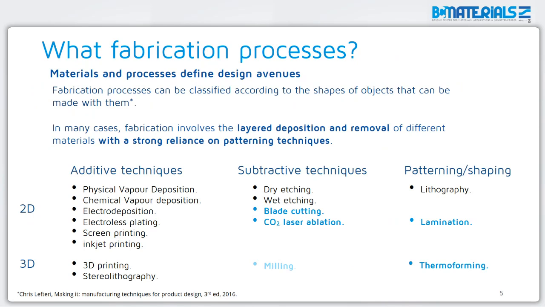So when you look at different fabrication processes, you can classify them in different ways, depending on your perspective. One pretty comprehensive way is to classify them according to the shapes of the objects that you can make with them. There's a book by a guy called Chris Lefteri. It's called Making It. It's a fantastic book for introducing anybody to manufacturing techniques and materials. I have the second edition in my office, so if anyone wants to borrow it, just feel free to ask.